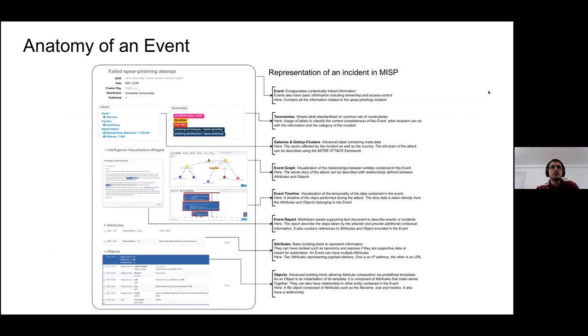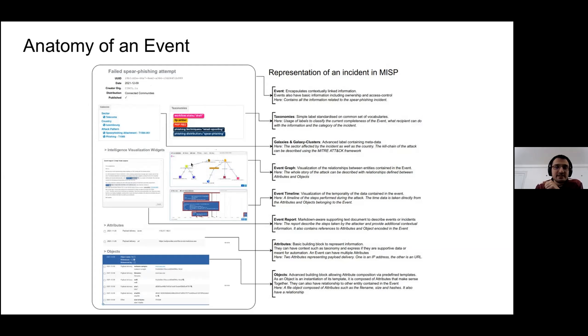To have a global view of everything that we've talked about, we have this anatomy of an event. So this is the whole event. You have a bit of information about the event, for example, who owns the event, how this information should be distributed and visualized by other organizations on your MISP instance. Then we have something that we haven't talked about yet, the context layer, so the taxonomies and galaxies. And then, as we like to call it, the intelligent visualization widgets.